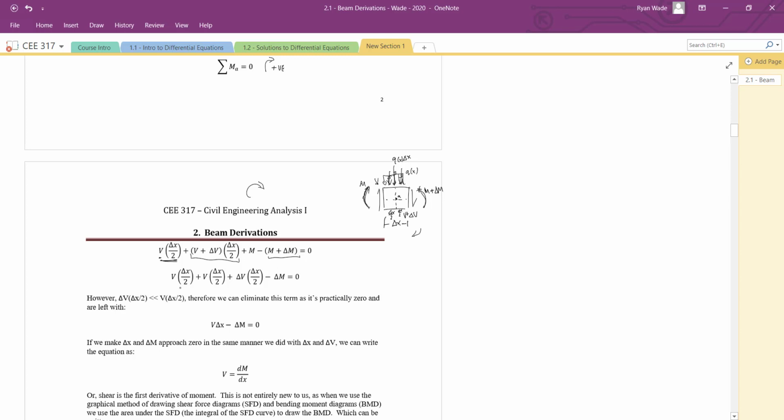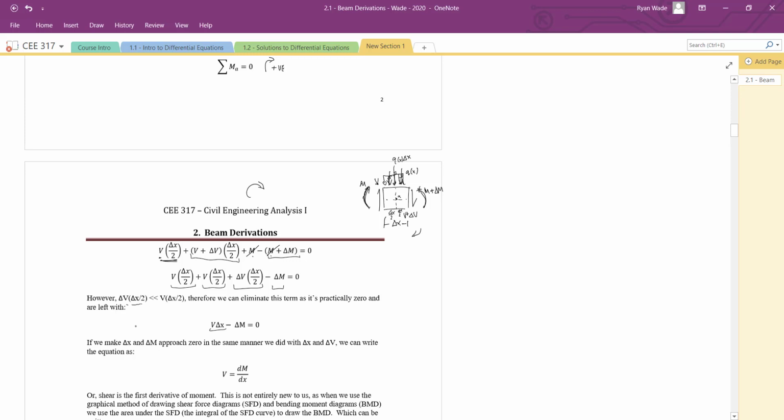Simplifying that, what we get is V times delta X over 2 plus V times delta X over 2, which simplifies to V times delta X. I got an extra term in there accidentally. Oh, delta V, yeah, delta V times delta X over 2. I'll get to that in a second, and then minus delta M, right? So M minus M goes to 0, and then I'm left with delta M.